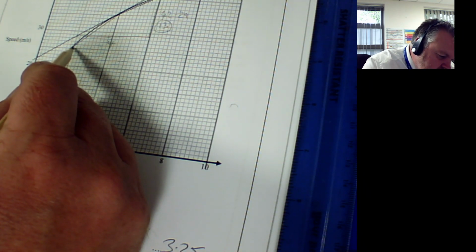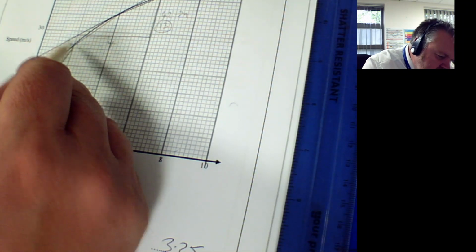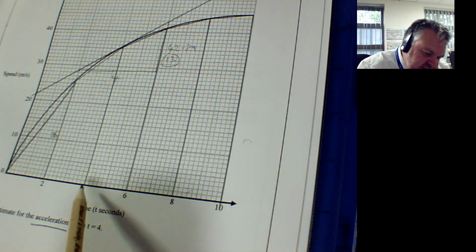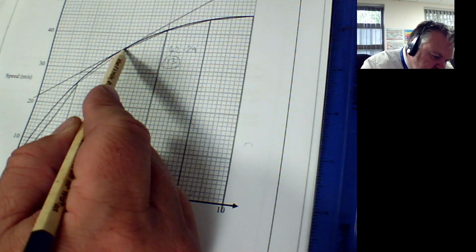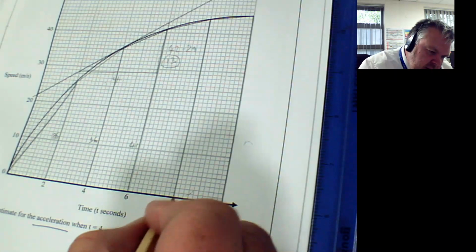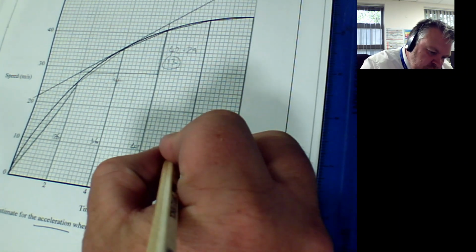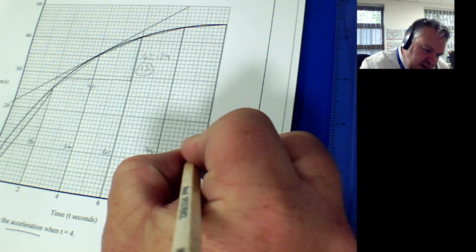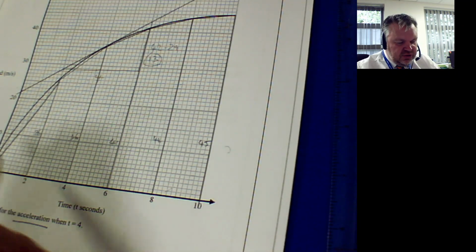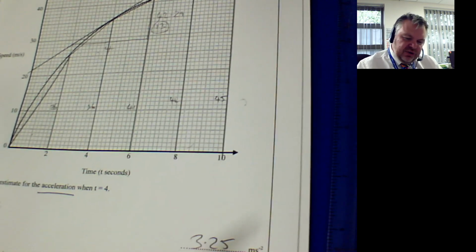So at this point we went up to 26, so I've gone 2 along and 26 up. I'm just going to make a little note on my page of what my numbers are. So this is 26. At 4 seconds it looks like we're at 36. At 6 seconds 41. At 8 seconds we're at 44. And finally at 10 seconds it looks like we're at 45. Yeah, 45. And then I'm working out a triangle and these trapeziums, so the areas of them.